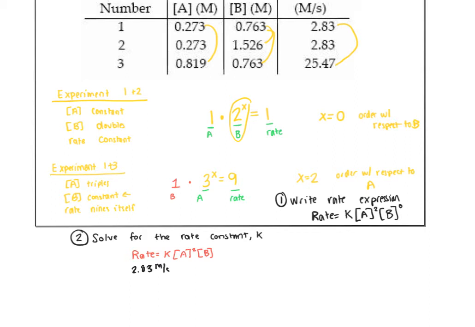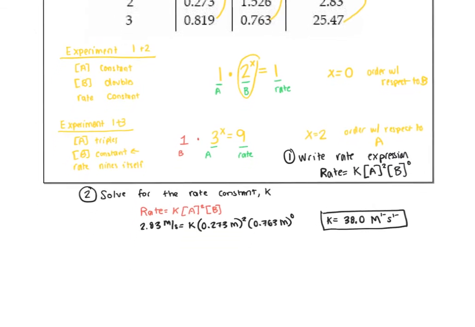2.83 molar per second equals K. Well, what was the concentration of A? It was 0.273 molar squared times B, 0.763 molar to the 0. And when I solve, I get K is equal to 38.0, and my unit would be molarity to the -1, seconds to the -1. That's a funky unit. I wonder where it came from. Let's look. That's the follow-up question.